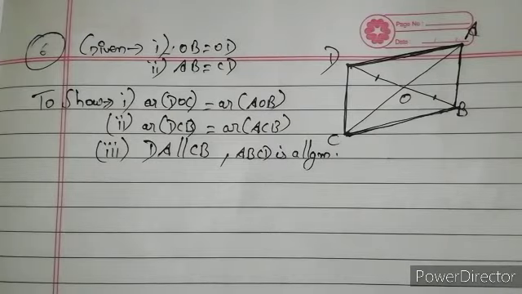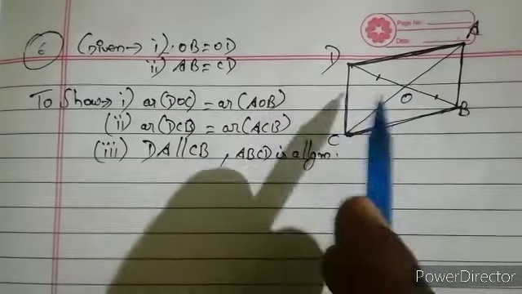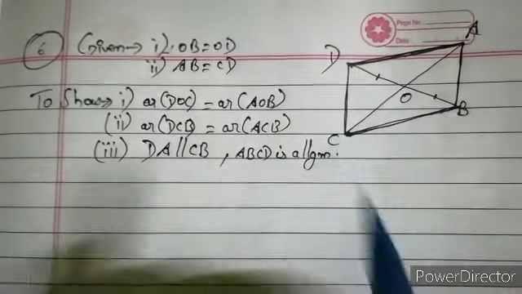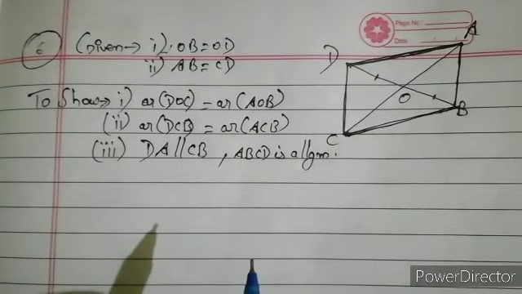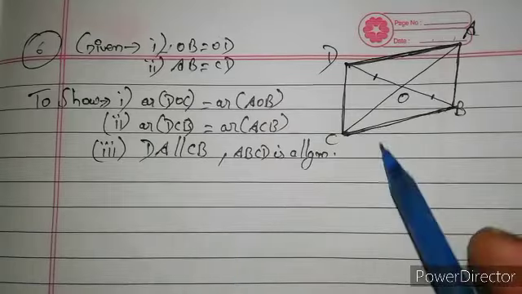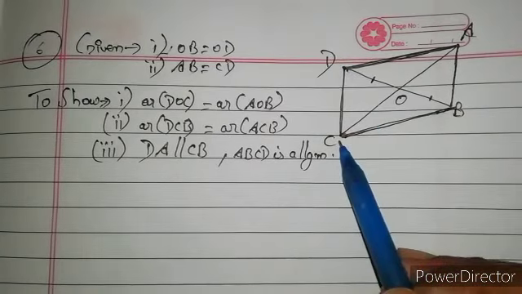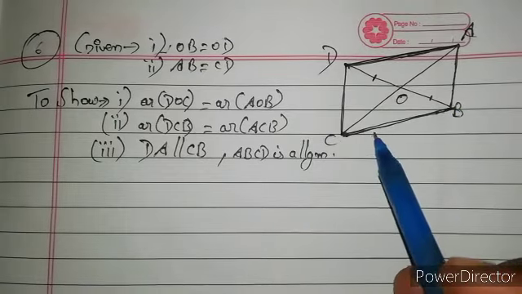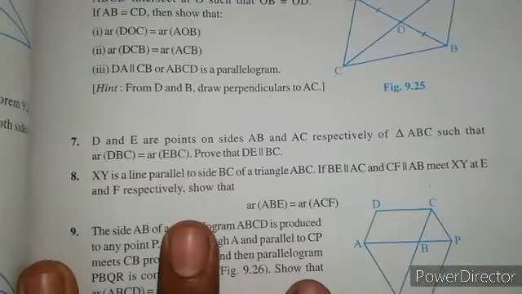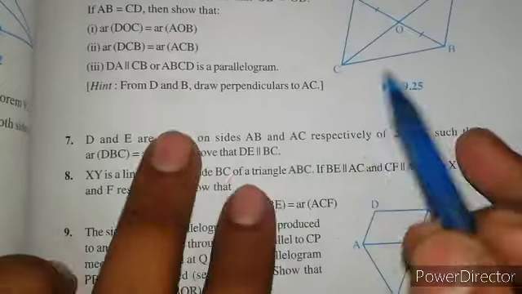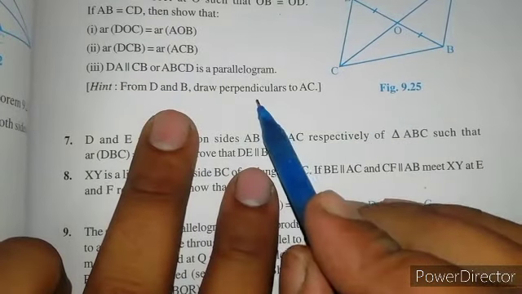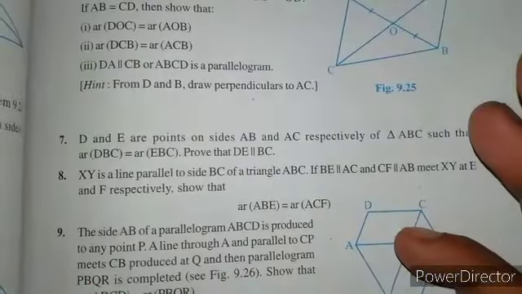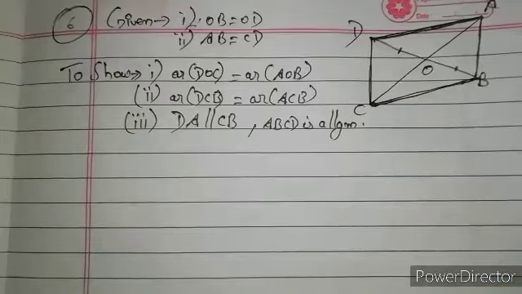So this is the question in which we are given that OB is equal to OD and AB is equal to CD. First of all, we have to show that area of triangle DOC is equal to area of triangle AOB. Look at the question. We are given a hint that we have to draw perpendiculars to AC from D and B. So let us draw these two perpendiculars.